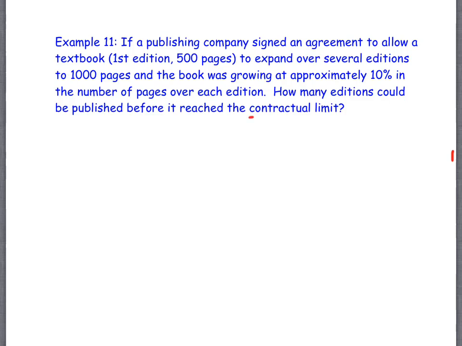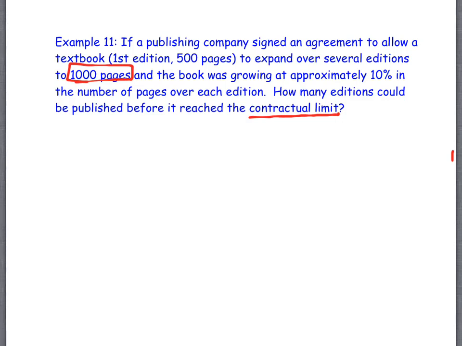So when this language says contractual limit, that's the 1,000 pages it's talking about. Because they've described this in such a way that once it reaches 1,000 pages, the contract's over. They may or may not continue it, but if they did, they'd have to have a new contract to do that. Do you guys understand what's going on with the problem?